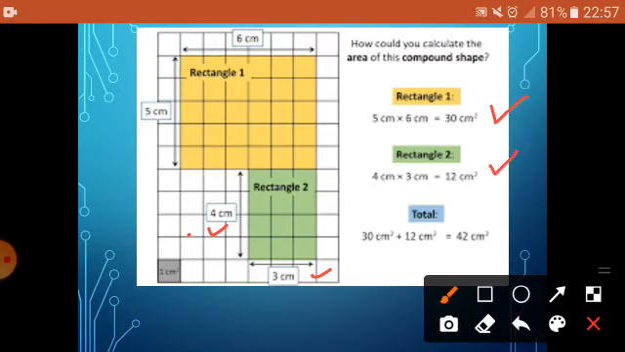But the question is, how could you calculate the area of this compound shape, this whole shape all together, rectangle 1 and rectangle 2? For getting the total, as we did in junior classes, we add the numbers. So for getting the total area of this compound shape, we are going to add the area of rectangle 1 and area of rectangle 2. So 30 square centimeter plus 12 square centimeter is equal to 42 square centimeter. So the area of this compound shape is 42 square centimeter.